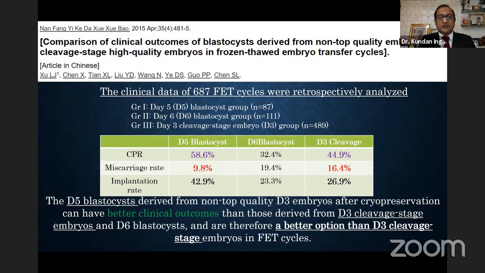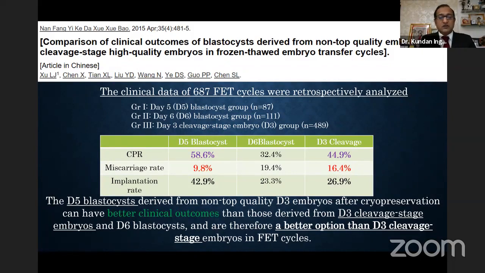Now, this particular study I wanted to talk to you about is from 2015, where again cleavage stage embryos were compared with day 5 and day 6 blastocyst embryos, but these day 5 and day 6 blastocysts were not top quality embryos; they were grade 2 blastocysts. What they realized was that the clinical pregnancy rate was significantly higher with day 5 blastocysts versus day 3. The miscarriage rate was much lower when a day 5 non-top quality blastocyst was transferred, and higher when a day 3 cleavage stage embryo was transferred.